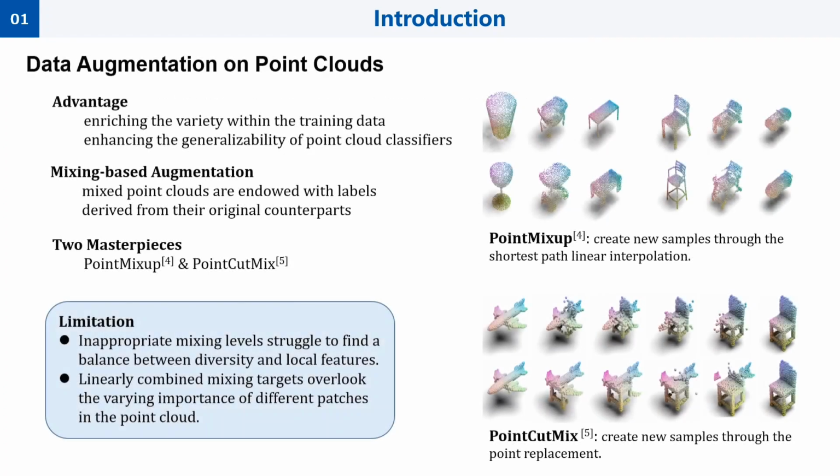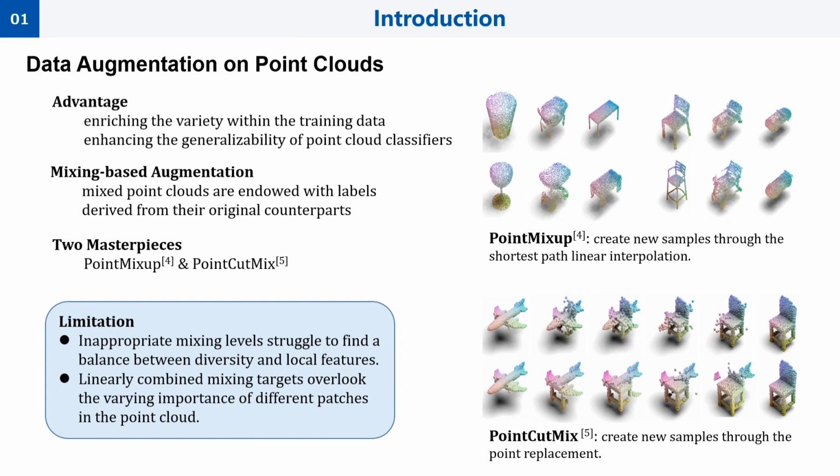However, the scarcity of point cloud training data inherently exposes DNNs to overfitting risk, attributed to their inclination to model approximation based on the given data distribution. To alleviate this challenge, many works have put efforts into point cloud data augmentation techniques which serve to enrich the variety within the training data, thereby enhancing the generalizability of point cloud classifiers. Notably, among them, mixing-based augmentation has shown great potential for point clouds.